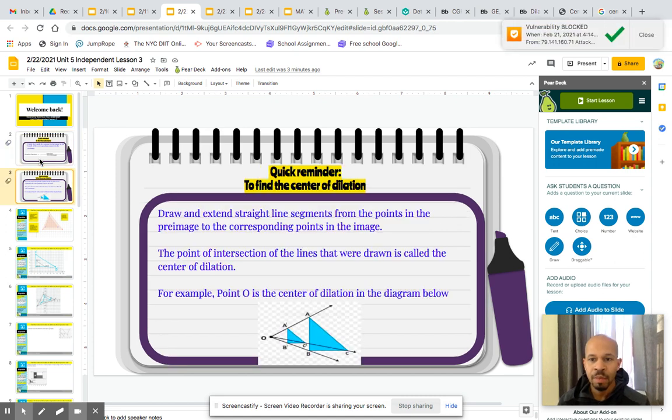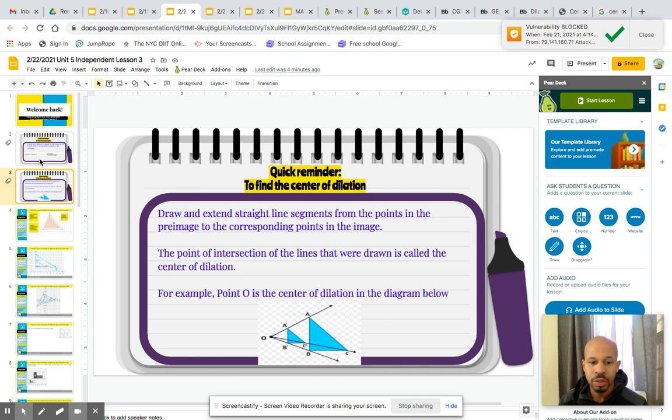Now, something that we didn't really get to in the previous lesson was a center of dilation. We've been dealing with the center of dilation being 0, 0, but now we're going to see some examples where it's not going to be 0, 0.